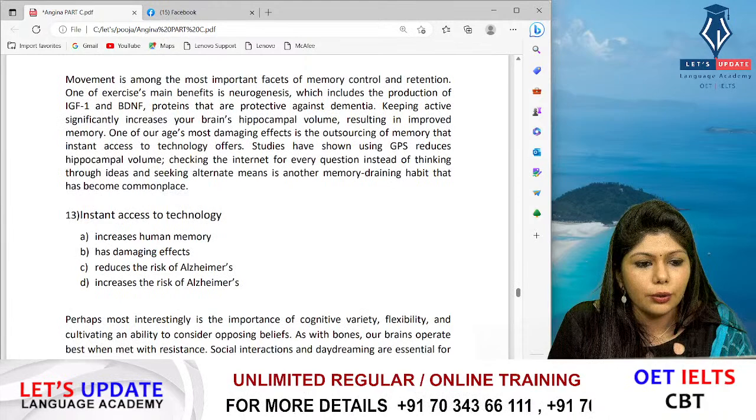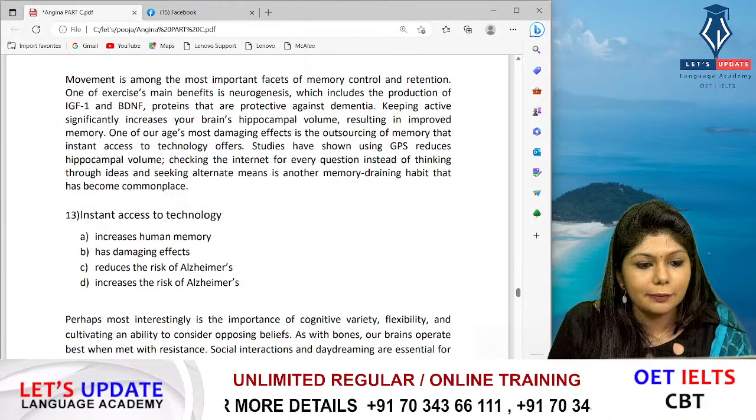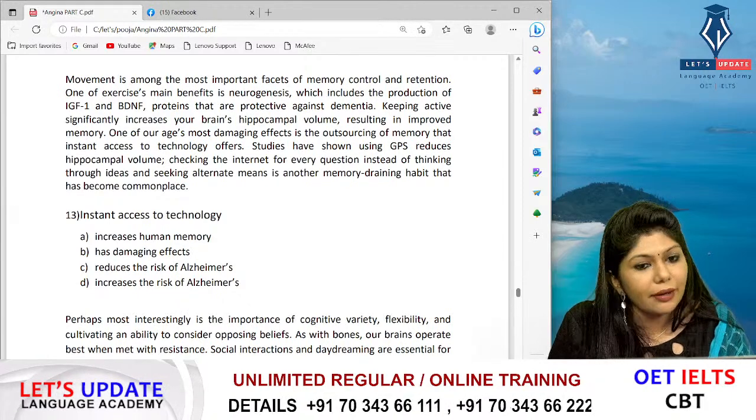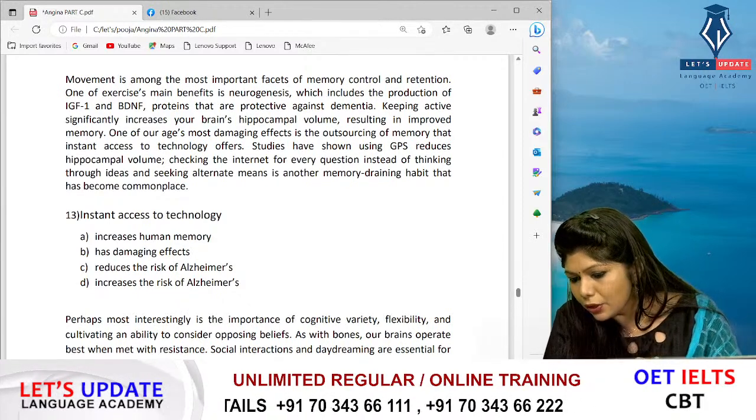So moving on to the next question, and the question is instant access to technology, and this is the paragraph. I'll give you a minute to read it, and then we'll solve it.